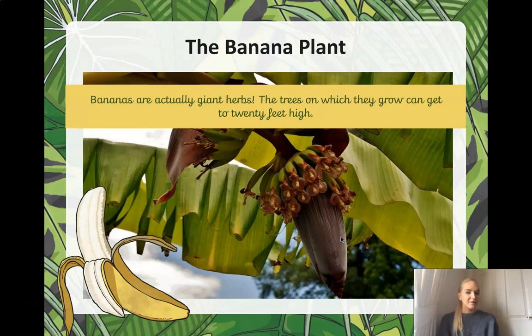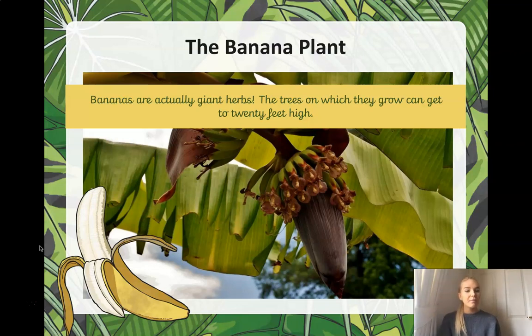One of these plants is the banana plant. Now, this is a plant that's really common in lots and lots of tropical rainforests. And bananas, did you know, they are giant herbs, and they start off looking like this, and then they grow, and then they form a banana like this. And the trees that a banana plant grows on can grow up to 20 feet high, almost as high as the emergent layer in the tropical rainforest.